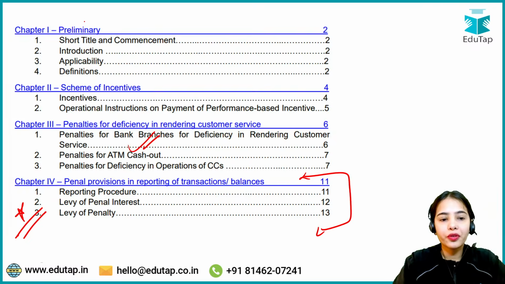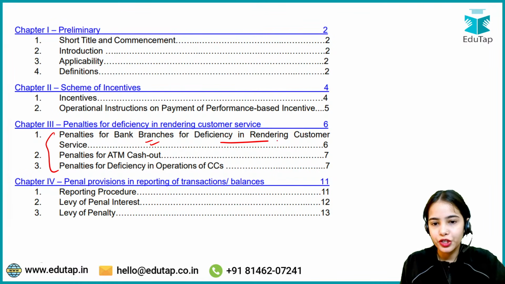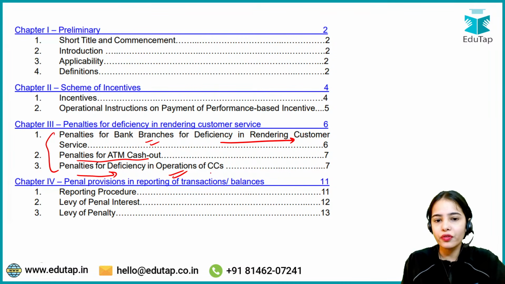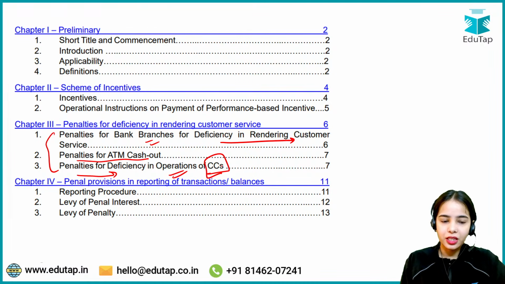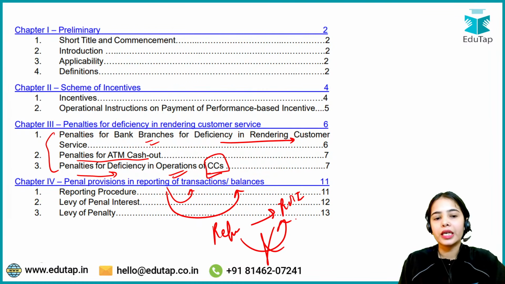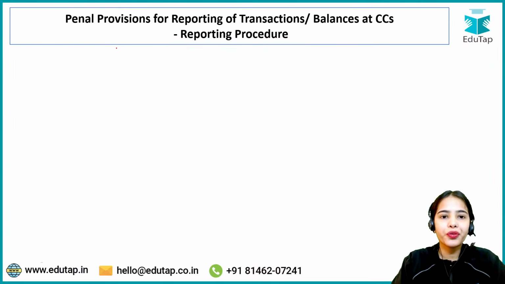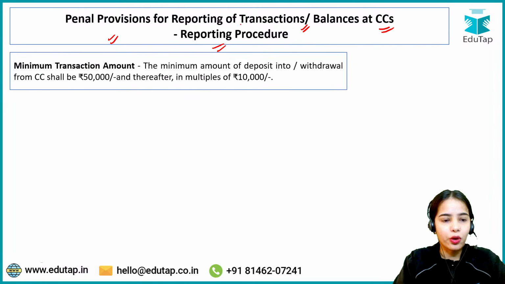So penal provisions. Now we are going to discuss the penal provisions in reporting of transactions or balances. Till now we have discussed the penalties for the bank branches for deficiency in rendering customer service, or penalties for ATM cash out, or penalties for deficiency in operations of currency chest. Now we will discuss what are the penal provisions in reporting of transactions or balances. So in the reporting with the RBI, if there is delay or any misconduct, how will that be penalized. So let's understand this: penal provisions for reporting of transactions or balances at the currency chest. The reporting procedure and all we are going to discuss.